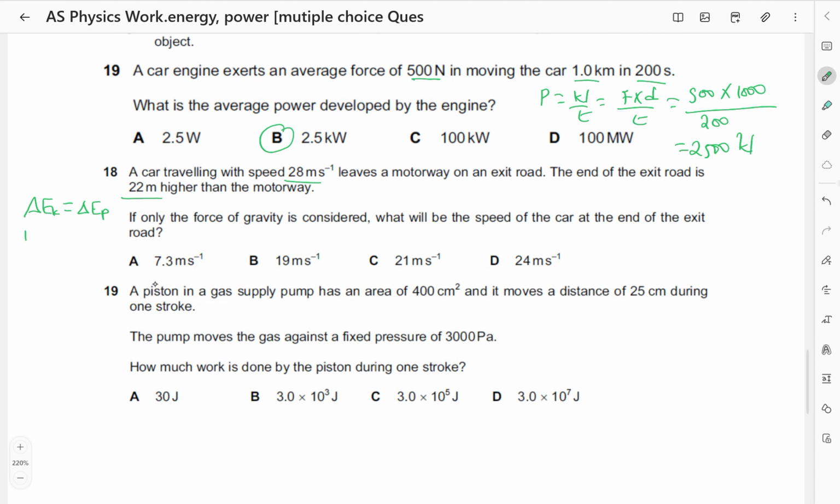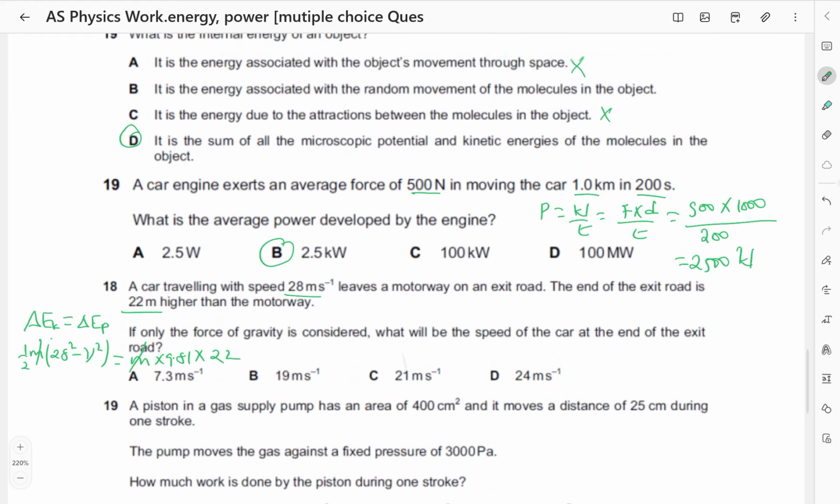So for kinetic energy, it will be a half times the mass, which is m. The initial speed is 28 because it's higher, 28 squared minus the final speed, which is going to be v squared, should be equal to the change in potential energy, which is mgh. So the mass is m, then times g, which is 9.81, then times h, which h is 22. So m cancels out. I'm going to press my calculator to find the v.